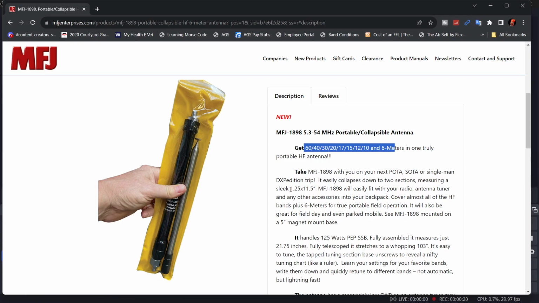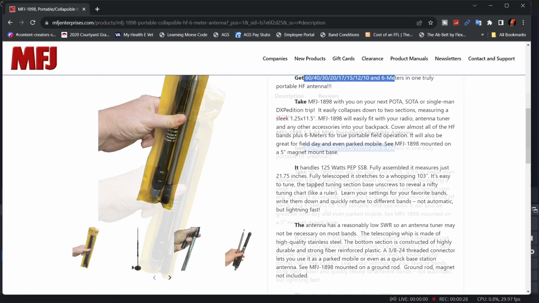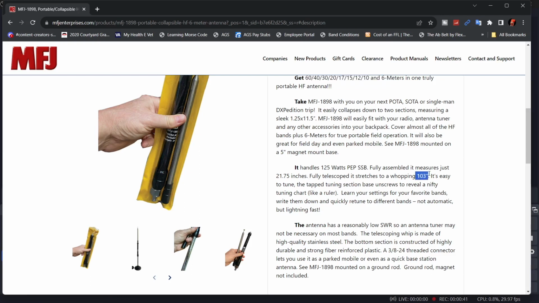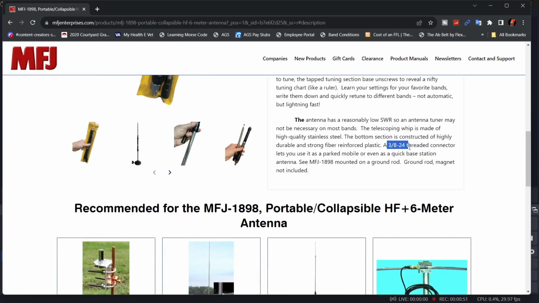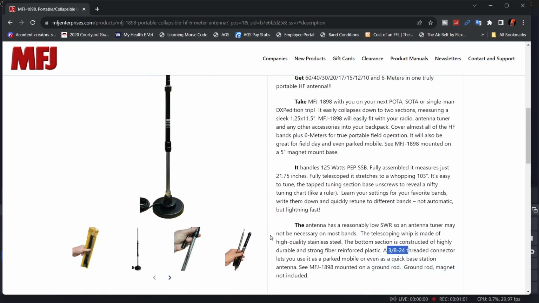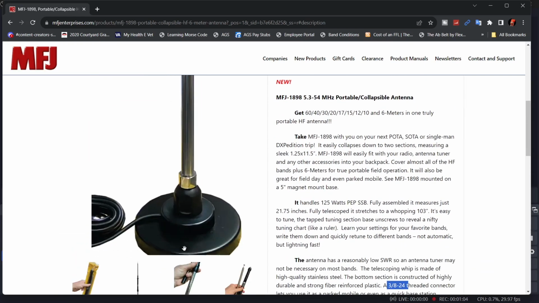Now, when it's collapsed and in its two pieces, it's 1.25 by 11.5 inches. The amount of power it can handle is 125 watts on SSB. When it's assembled, it's 21.75 inches. And when it's fully extended, it goes to 103 inches. For mounting, it uses a 3/8 by 24 thread connector. They do say you can hook it up to a mag mount base.